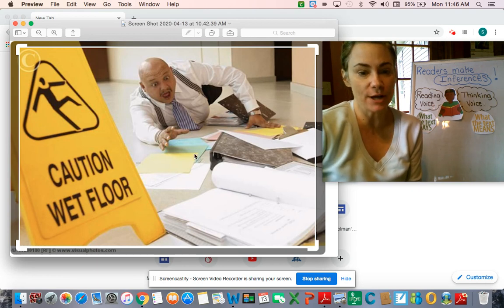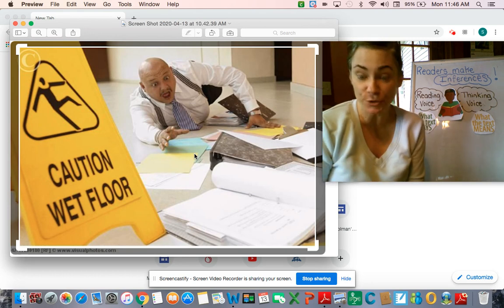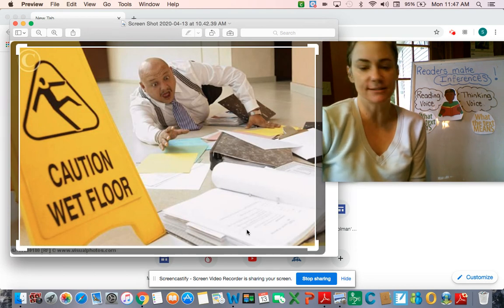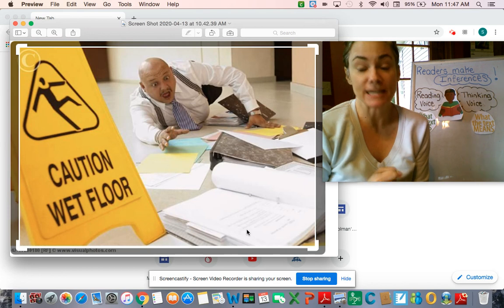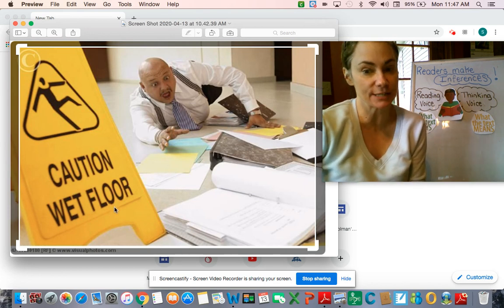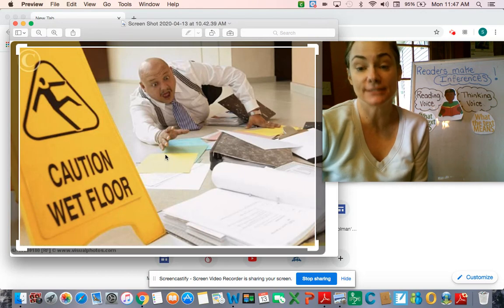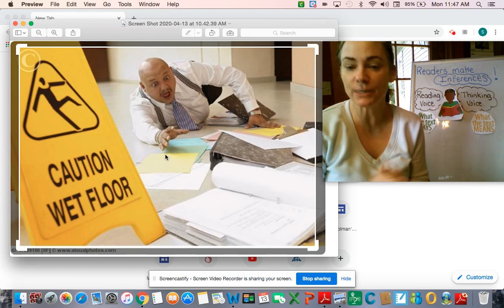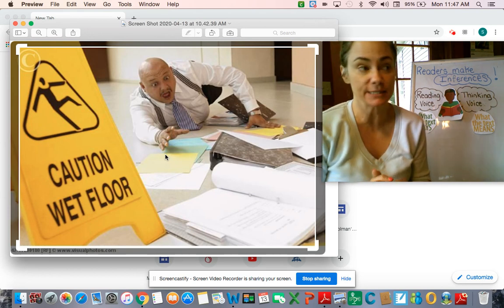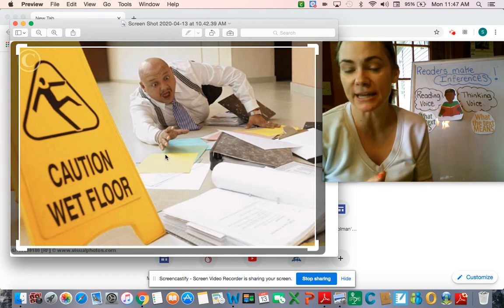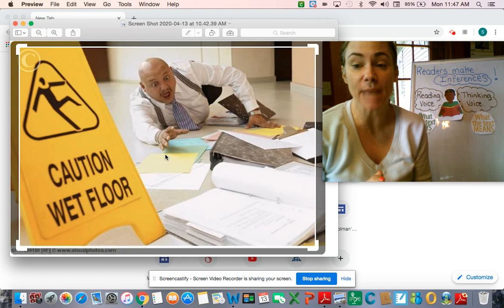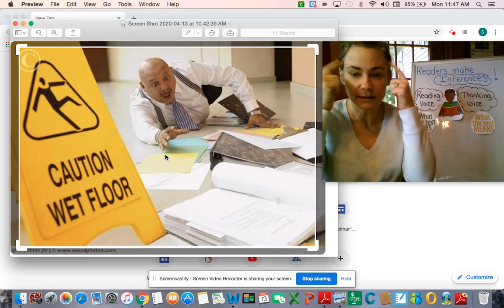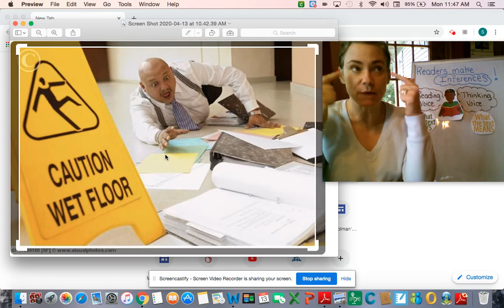So I was thinking maybe a clue is that he was busy. He looks like a businessman. He's wearing a tie. He has lots of papers. Maybe he was rushing around and not paying attention to the wet floor sign, and that caused him to fall. So, boys and girls, we can make inferences all the time. We can look at people and make inferences. We can read stories and make inferences. We can, again, solve math problems making inferences. It is so important to think about what you're reading, think about what you're seeing.